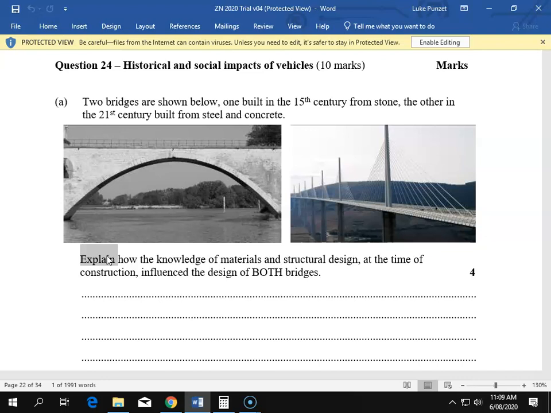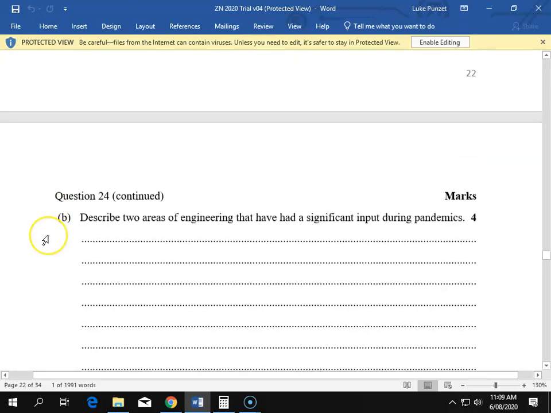So cable-stayed bridges use advanced materials and techniques, including, did you write cable-stayed? Okay. Advanced materials and techniques, including reinforced steel, which is steel that provides strength in tension. Concrete provides good compressive strength. If you wanted to talk about, say, advanced design, like finite element analysis and that sort of stuff, you could. But I was pretty generous on that second mark. So that's for those 4 marks.